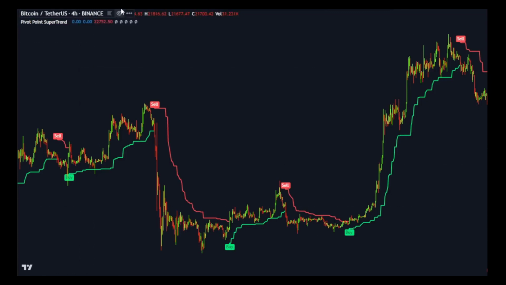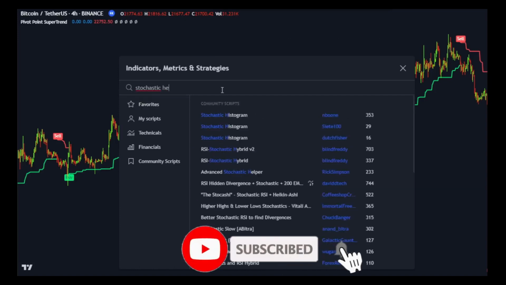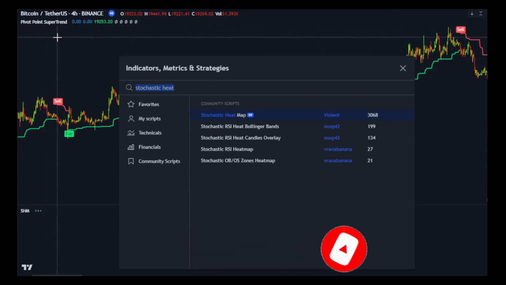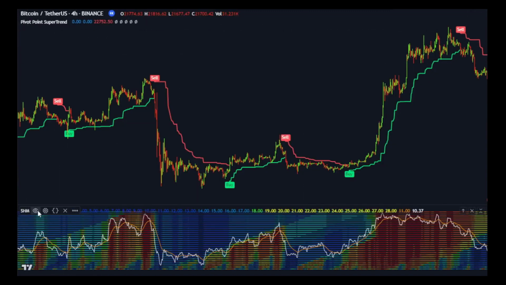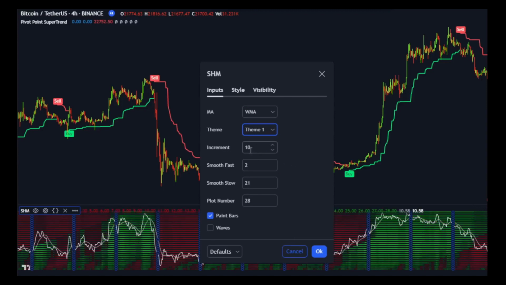Now we are going to add the indicator called stochastic heat map created by Violent. In inputs we are going to make some modifications. At moving average we are going to switch from EMA to WMA. In theme we select theme 1. In increment we change from 10 to 8.